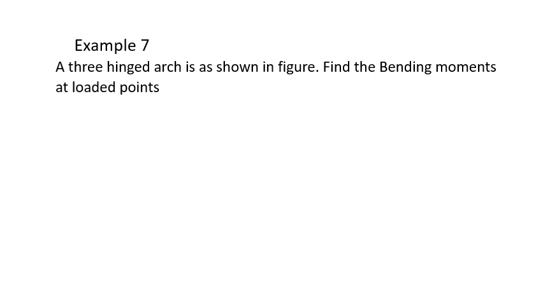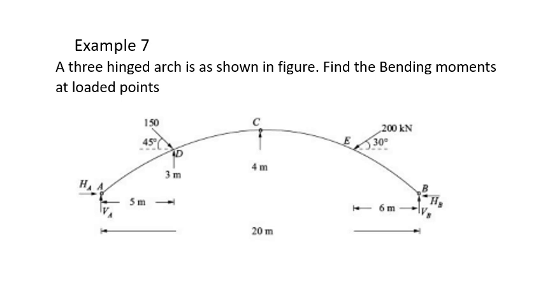Interesting problem. Till now we were seeing only the vertical loads. Here we are getting inclined loads, 150 kilonewton and 200 kilonewton. Two point loads are acting, but they are in inclined position. One is inclined at 45 degree and the other is inclined at 30 degree. Find the bending moments at loaded points. So here you see, because the inclined loads are acting, HA would not be equal to HB. If only the vertical loadings are acting, then HA is equal to HB. But here HA and HB differ.